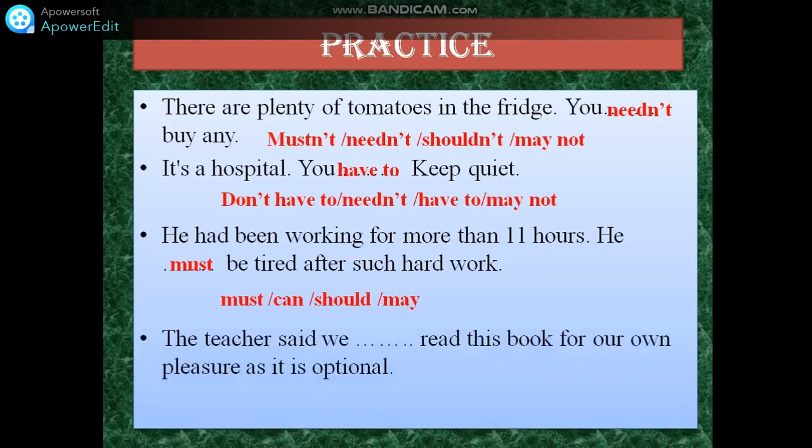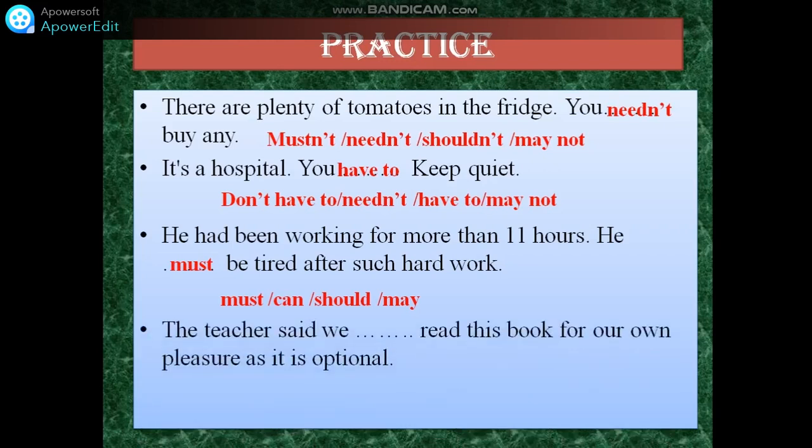Very good. Next one. The teacher said we should read this book for our own pleasure as it is optional. Choose the correct one, please. Yes, we should read this book. Very good.